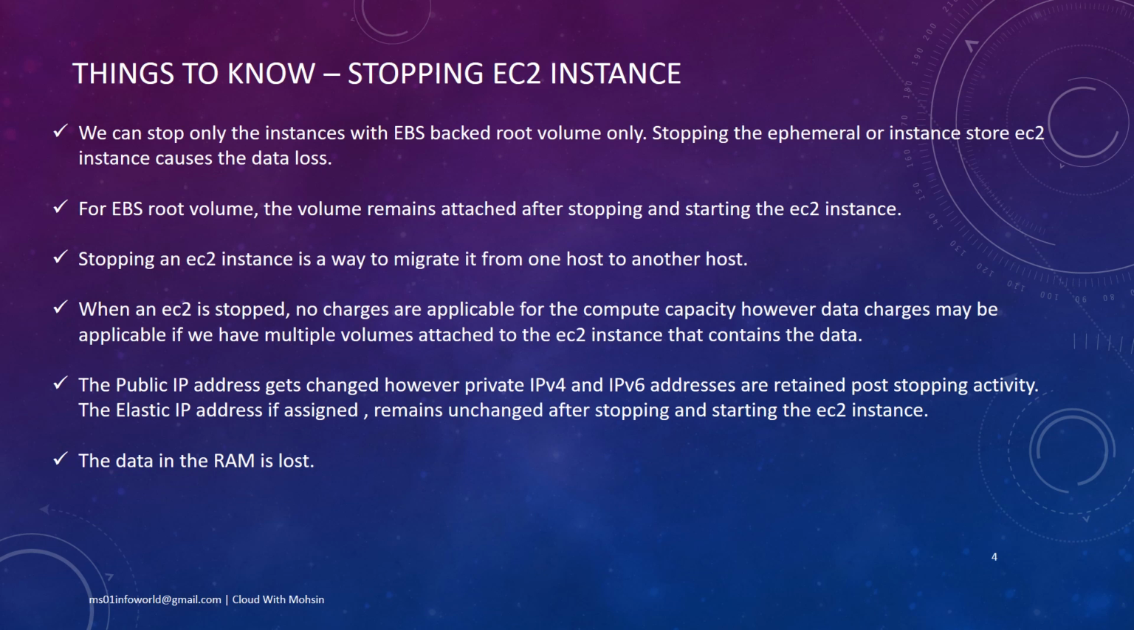However, if we have an elastic IP assigned to the EC2 instance and we stop it, then since it is elastic, that is a static IP address, it will be retained. It won't be changed. The elastic IP address is also a public IP address only, however it is static, and hence it will be retained even if we stop and start the EC2 instance.